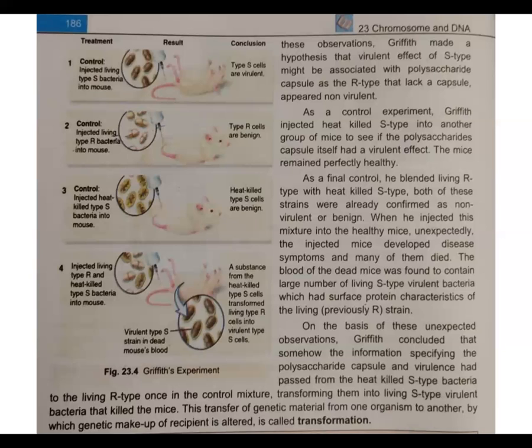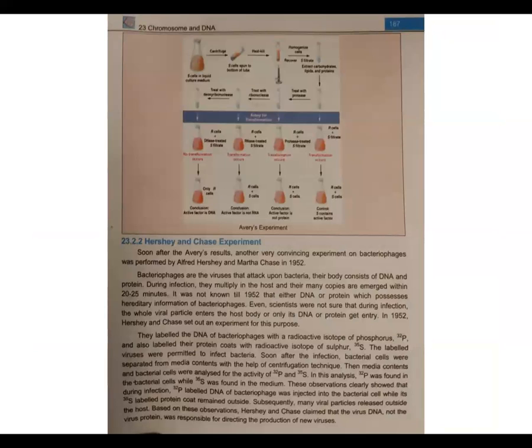This was a very good indication that proteins might not have been the case here, because they must have been destroyed during the heat treatment. But still, there was a lot to be proved, and this was done later during the Hershey Chase experiment.